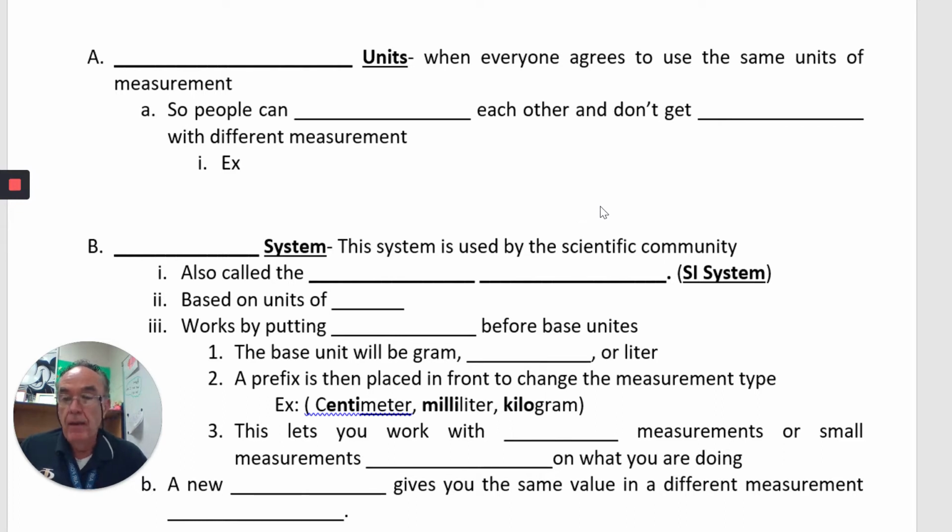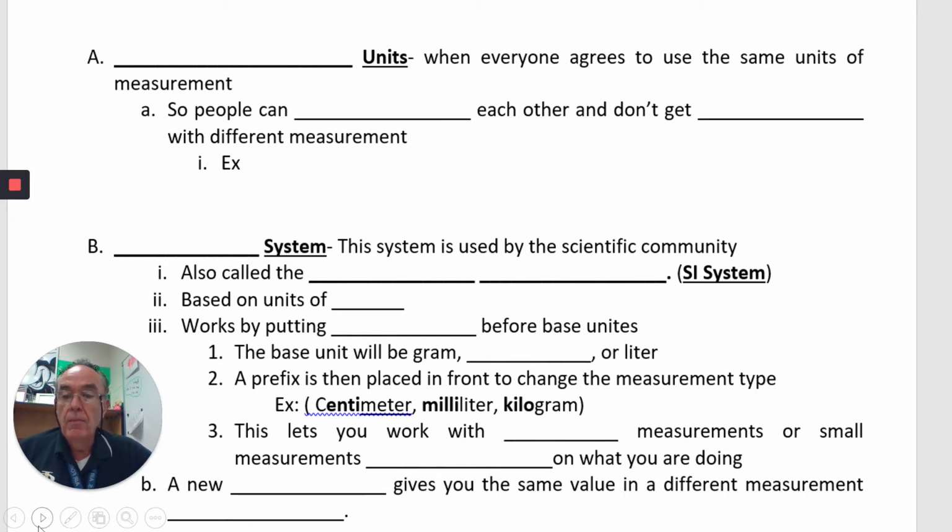I think people have things like, they call it a cup. Well, whatever the size of the cup was in your town, it was a cup. Or a foot, it was like, okay, well, it's as long as a foot, but like whose foot? So people really didn't know what they were talking about.